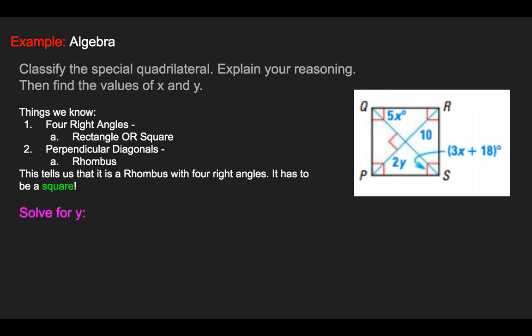Let's solve for y. In a square, the diagonals bisect each other. Look where y is. Y is on this portion of the diagonal PR. The second half of that diagonal is 10. Because the diagonals must bisect each other, this tells us that 2y has to be equal to 10. They have to be the same length. 2 times what is 10? You're right, 2 times 5.